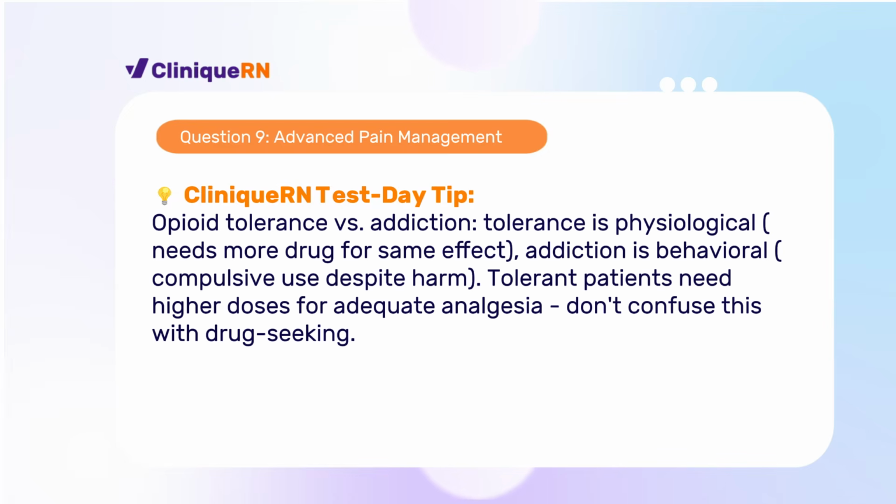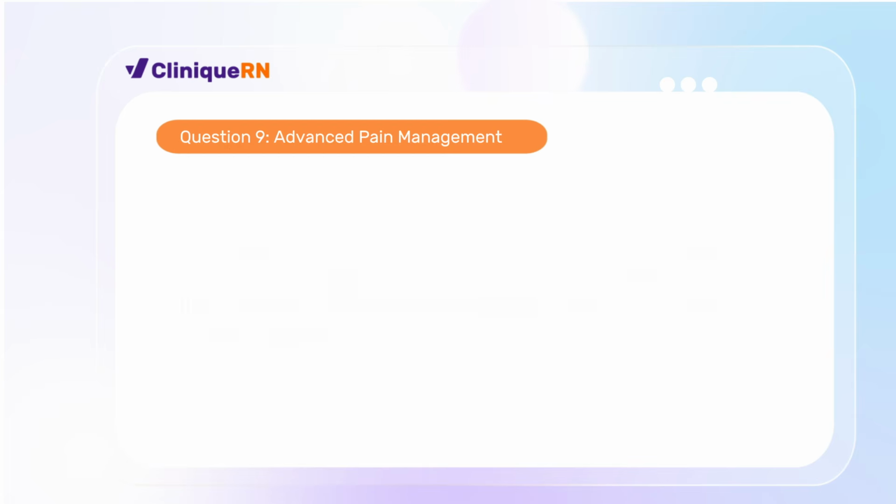Clinique RN Test Day Tip: Opioid tolerance versus addiction. Tolerance is physiological, needs more drug for same effect. Addiction is behavioral, compulsive use despite harm. Tolerant patients need higher doses for adequate analgesia. Don't confuse this with drug seeking.